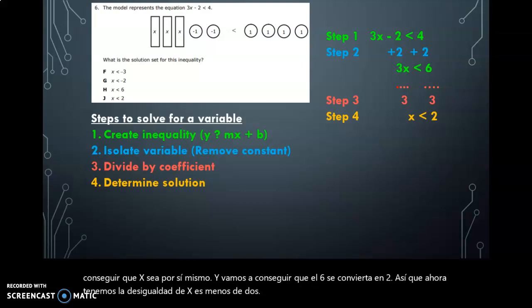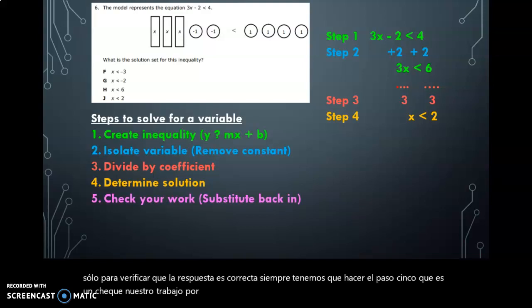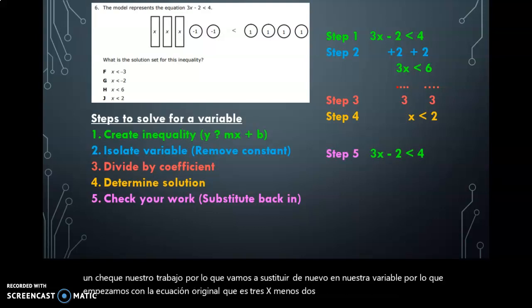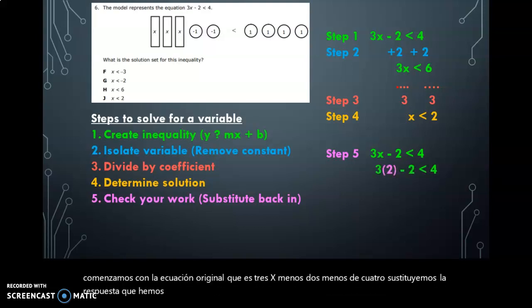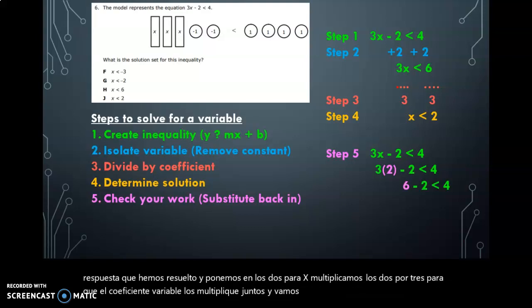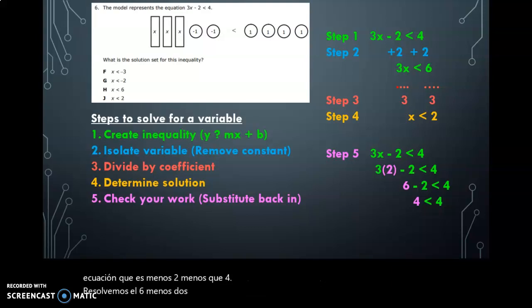Just to verify that our answer is correct, we always need to do step 5, which is to check our work. So we substitute back in our variable. We start off with the original inequality, 3x minus 2 less than 4. We substitute the answer we solved for, and we put in the 2 for x. We multiply the 2 times the 3, the variable and the coefficient, and we get 6. We write the rest of the inequality, which is minus 2 less than 4. We solve the 6 minus 2, the left-hand side of the inequality, and we get 4, and it comes out to the same answer. So that tells us that we solved it correctly.